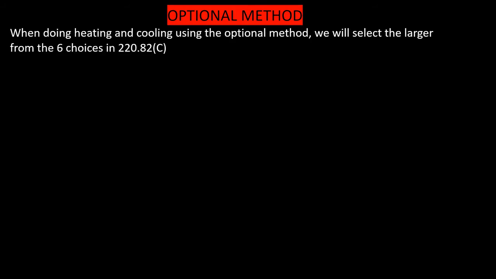When doing heating and cooling using the optional method, we're going to select from the larger of the 6 choices that are listed in 220.82(C). So we're going to pick the largest one. If your question lists multiple, you have to factor both of them and then select the largest one.